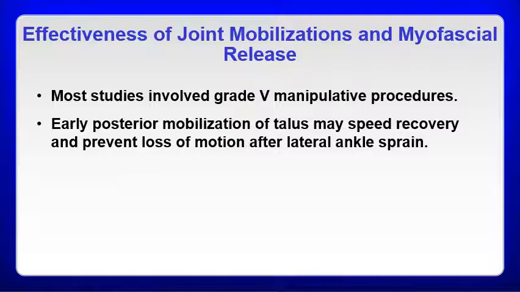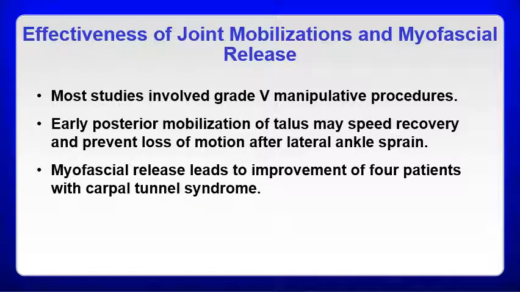For instance, earlier posterior mobilization of the talus could speed recovery and prevent loss of motion after a lateral ankle sprain. So you might actually improve if you manipulate and basically get that posterior mobilization, because what that does is it quickly restores dorsiflexion, which is one of the things that tends to get lost with a lateral ankle sprain. That posterior mobilization is actually going to allow for a faster recovery from that. We've also found in studies that myofascial release can lead to improvements in patients with carpal tunnel syndrome. So there's some good evidence out there on the effectiveness of manual therapies.